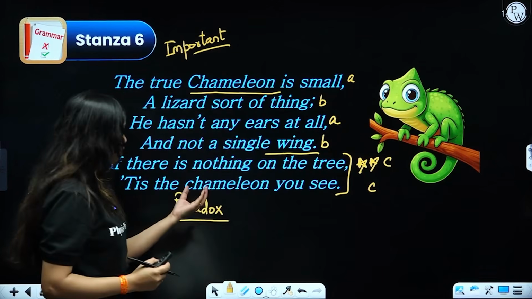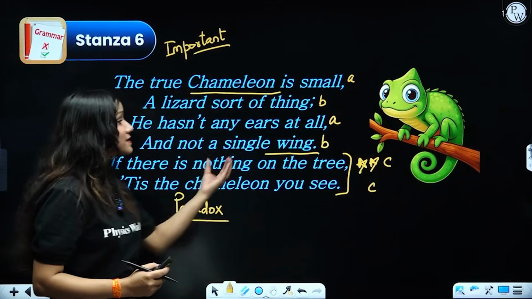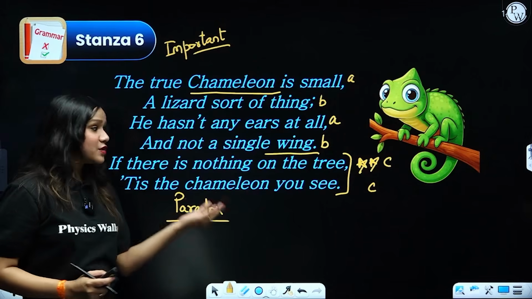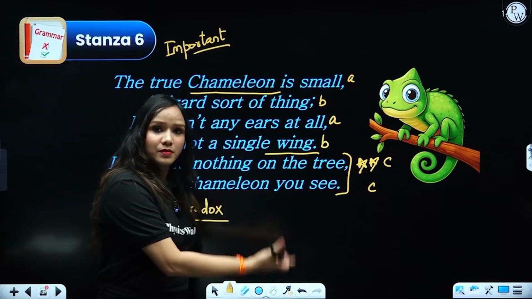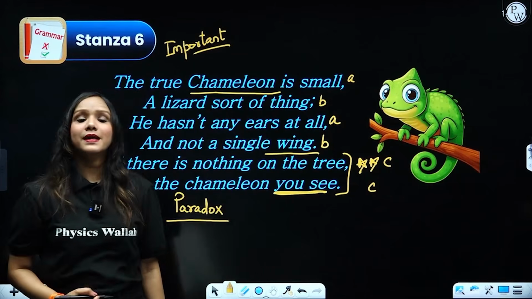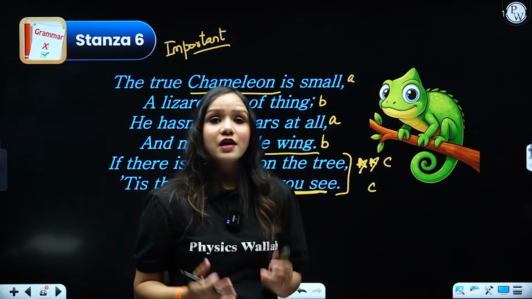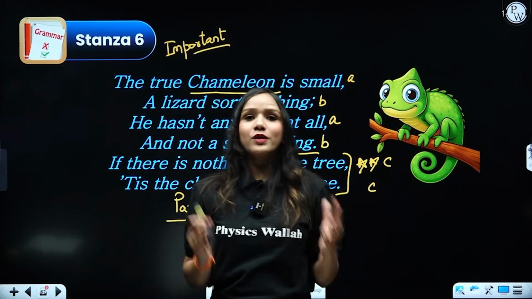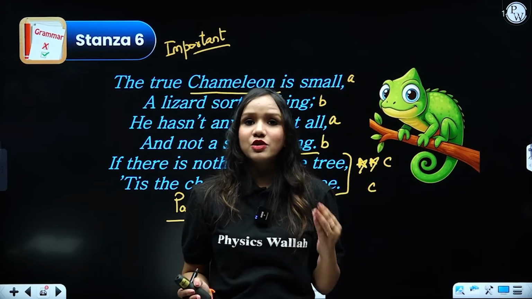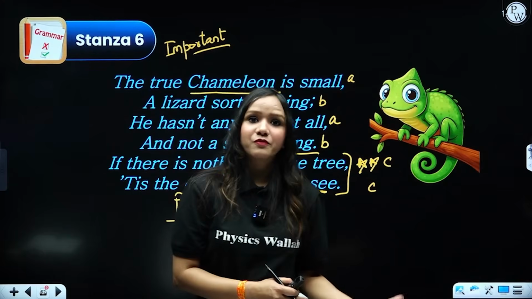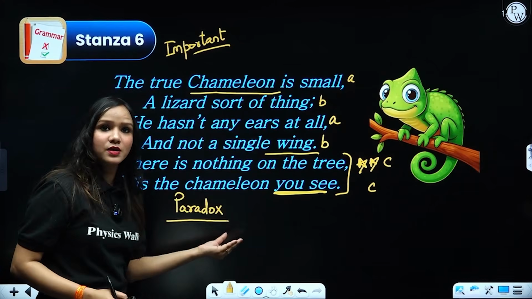In these two lines, you can clearly see what is written. If there is nothing on the tree, so when there is nothing, how can somebody see something? When there is nothing that could be seen, it's written at last, you see. So this creates a feeling of paradox. And what is paradox? When you see that the surface meaning is totally different from the underlying meaning, when you see that a statement contradicts itself, but as we study deeper, we know that the statement is entirely true, right?